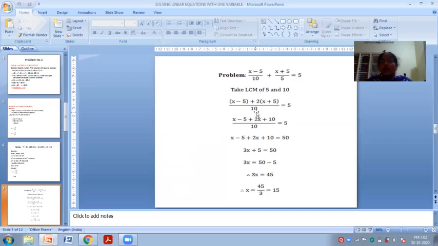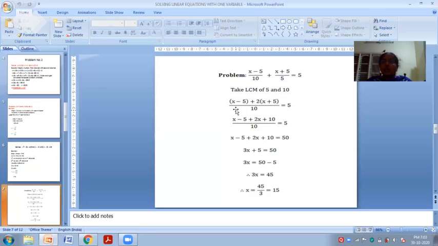10 divided by 10, how many times does it go? Only one time. Therefore, 1 into x minus 5, the 1 is not written outside the bracket. Then plus 2 into x plus 5. How did we get the 2? 10 divided by 5, it goes 2 times. That is why 2 into x plus 5, that is equal to 5.